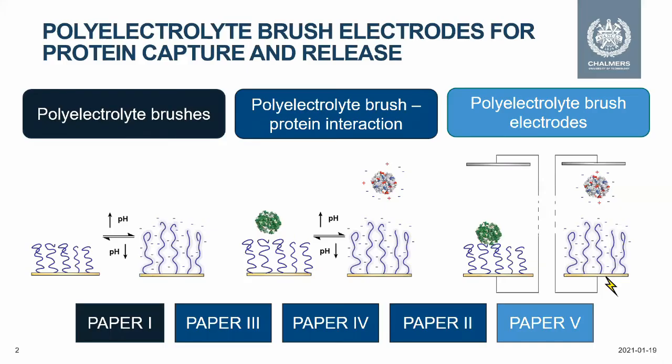The title of the thesis and its appended papers can be divided into three topics. The first one is polyelectrolyte brushes in isolation, and the second topic is how polyelectrolyte brushes interact with proteins. And the last topic of the thesis is how polyelectrolyte brushes can be synthesized in a way that makes them compatible with electrochemistry, and in turn, what this can be used for. And this will also be the main outline of the thesis.